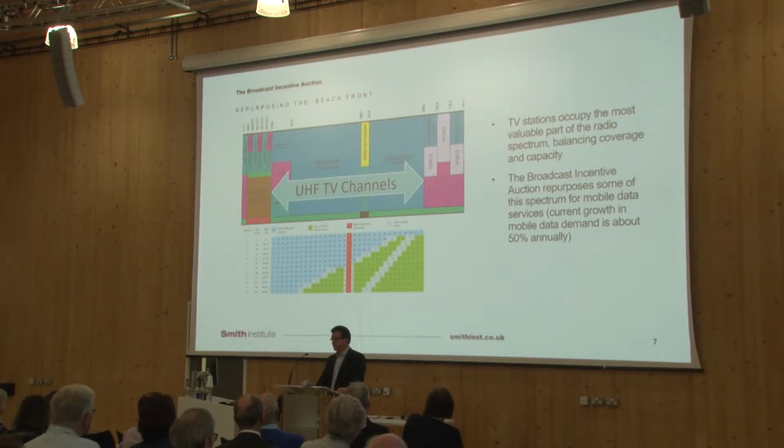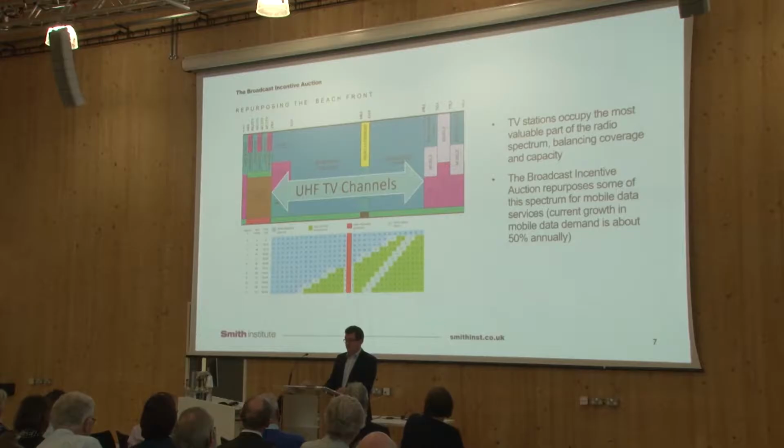Now, it turns out that the TV channels in the current allocations occupy the most valuable part of the radio spectrum, what the Americans call the beachfront property. And it's called beachfront property because it balances the dual characteristics of coverage and capacity. So at lower frequencies capacity is reduced, and at higher frequencies coverage is reduced. But in the TV band, you've got this very nice dual purpose, and in particular, those frequencies are very much sought after for in-building penetration of signals.